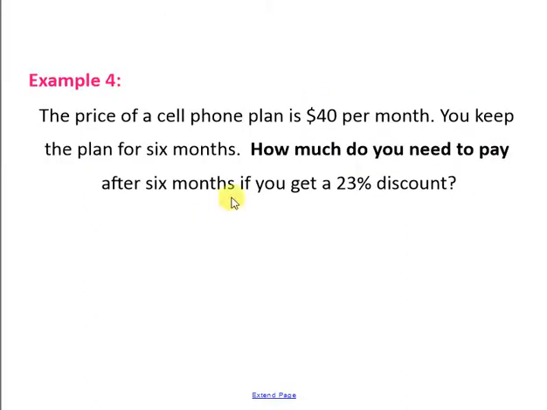All right, number 4. The price of a cell phone plan is $40 per month.